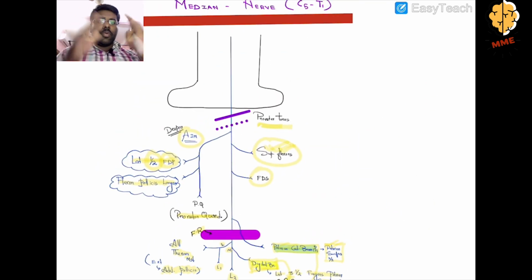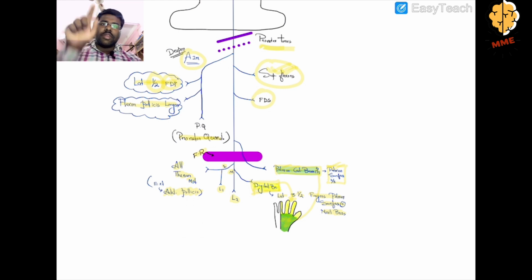Now again in brief. The median nerve crosses the pronator teres and gives two branches, superficial and deep. The deep is called the anterior interosseous nerve, which gives the lateral half of the FDP and flexor pollicis longus, and then the pronator quadratus, and the superficial branch gives all superficial flexors and FDS. One branch goes above the flexor retinaculum and gives the palmar cutaneous branch, supplying the palm 3.5, and below the retinaculum they give all thenar muscles, L1, L2, and the digital branch gives the digits, but except the adductor pollicis.